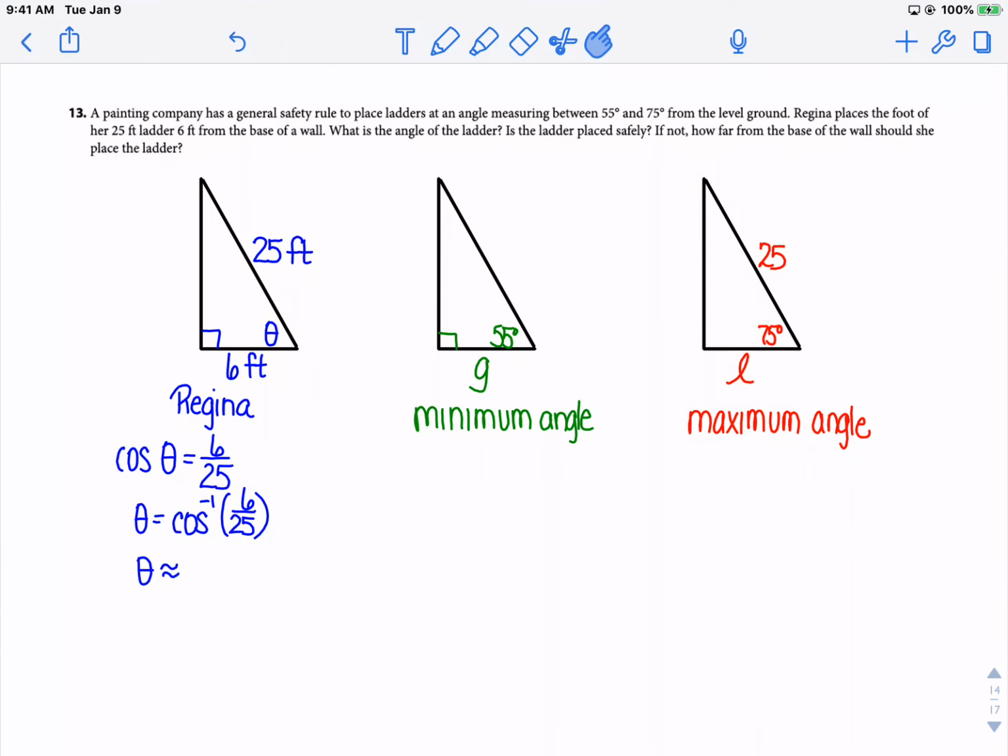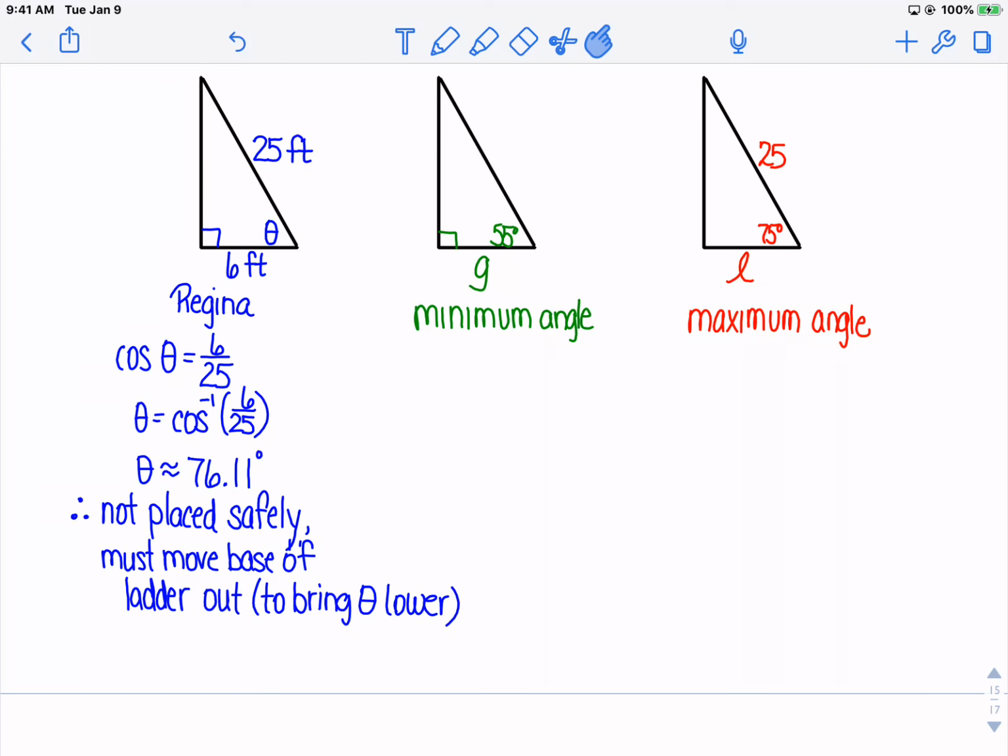So for Regina, I would start with Regina, realizing she has a 6-foot opposite leg that she is using as her distance away from the base of the wall. And she has a 25-foot ladder that's not going to change size anytime soon. So she has a cosine ratio. And if you calculate, you can see my setup and see good notation with your inverse. And so Regina's is at a 76.11 degree angle. So technically, according to their rules, it's not placed safely. Her ladder is actually too close to the wall because that angle has gotten too big.